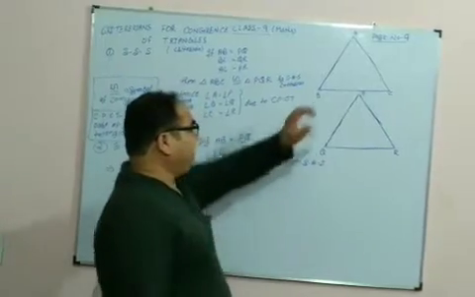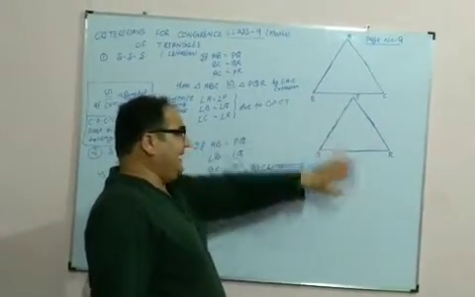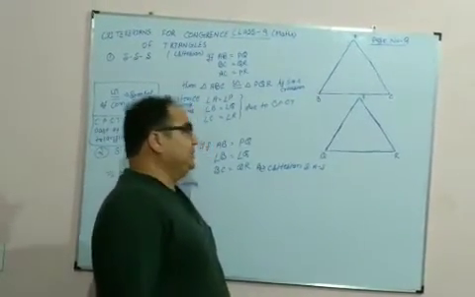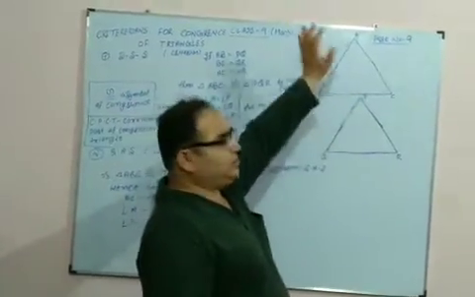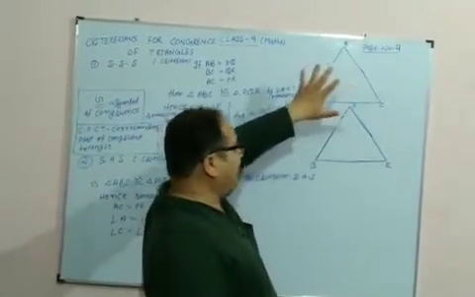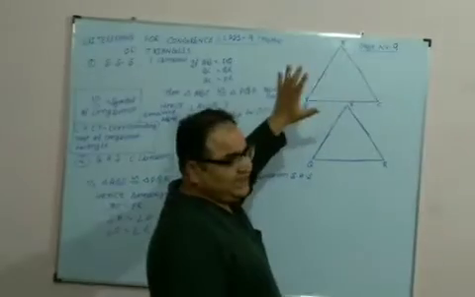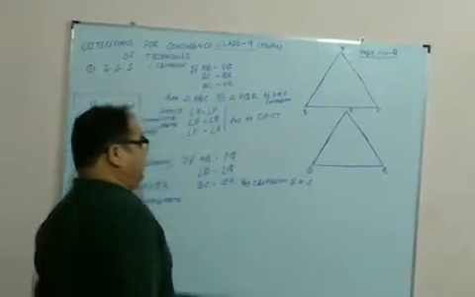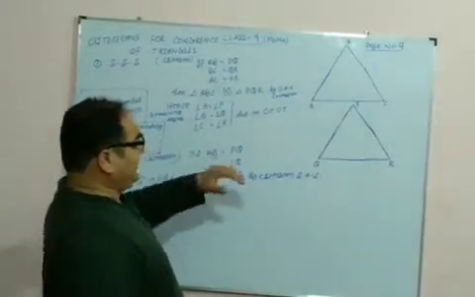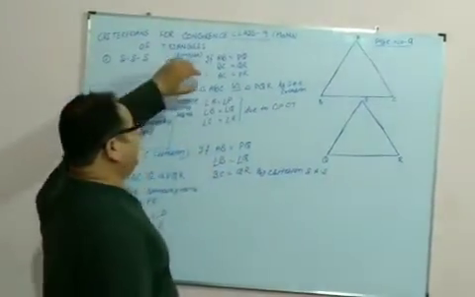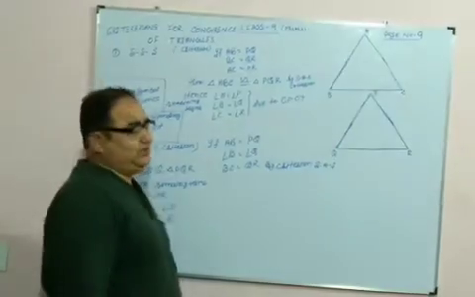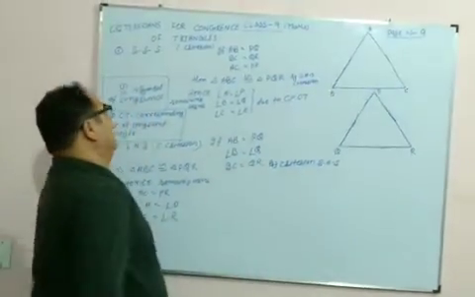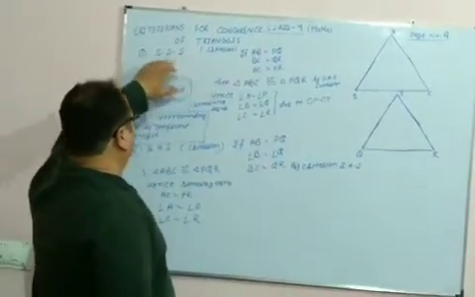I have two triangles, triangle ABC and triangle PQR. These two triangles are congruent if all three sides and angles are equal. But now we have to write and understand these things. What are the criteria to make these two triangles congruent?